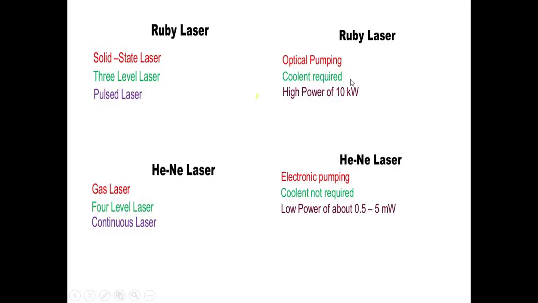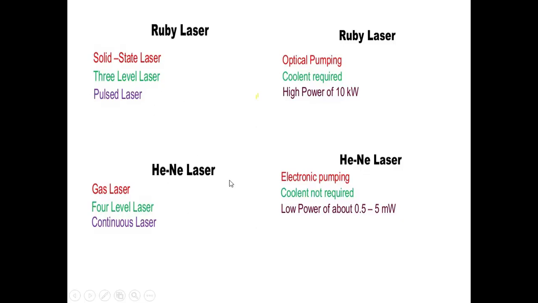Okay. Then a coolant is required. Why is a coolant required? Because we are using optical pumping, the system gets heated up very fast, so we need coolants to cool the system. And the power output is very large. A high power of 10 kilowatts can be expected from the ruby laser. Okay. So there are many benefits of the ruby laser, except that it is a pulse laser.